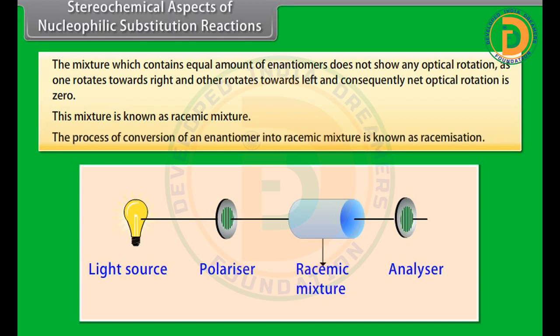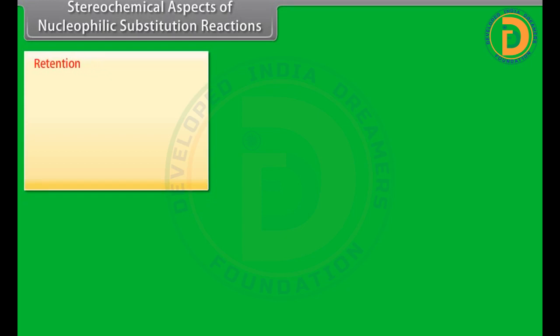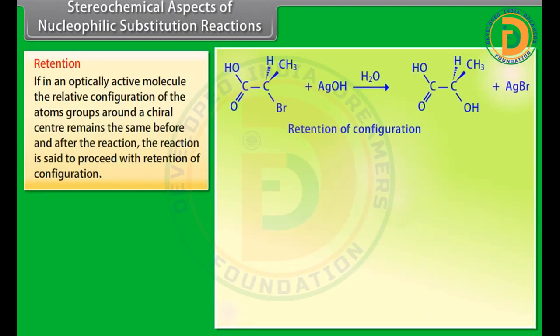The process of conversion of an enantiomer into a racemic mixture is known as racemization. Stereochemical aspects of nucleophilic substitution reactions. Retention. If in an optically active molecule, the relative configuration of the atoms or groups around a chiral center remains the same before and after the reaction, it is said to proceed with retention of configuration.